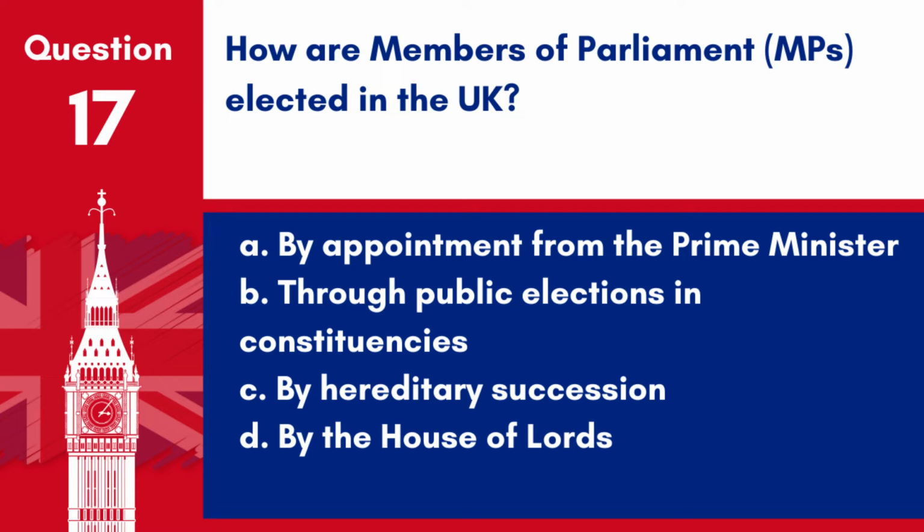Question 17. How are members of Parliament, MPs, elected in the UK? A. By appointment from the Prime Minister. B. Through public elections in constituencies. C. By hereditary succession. D. By the House of Lords.